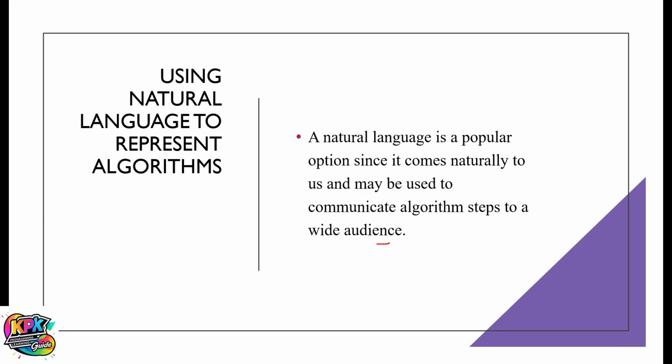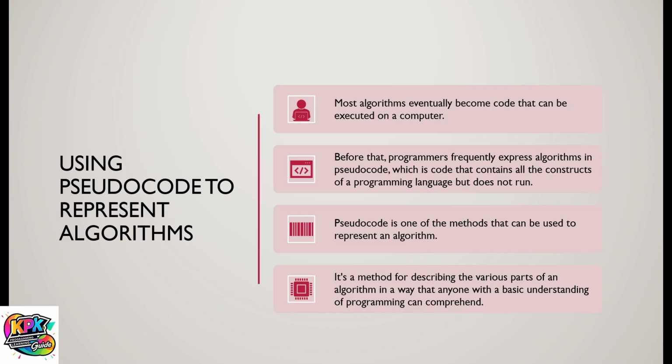So the next one is using pseudocode to represent algorithms. Most algorithms eventually become code that can be executed on a computer. And before it becomes code, programmers frequently express algorithms in pseudocode, which is code that contains all constructs of a programming language, but does not run. So with pseudocode, it's not in a specific language format. It is closer. It considers all the principles of programming, which we'll be looking at in our upcoming videos. So pseudocode is one of the many methods that can be used to represent an algorithm.